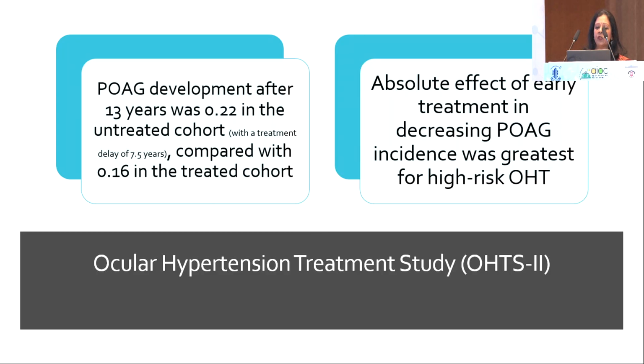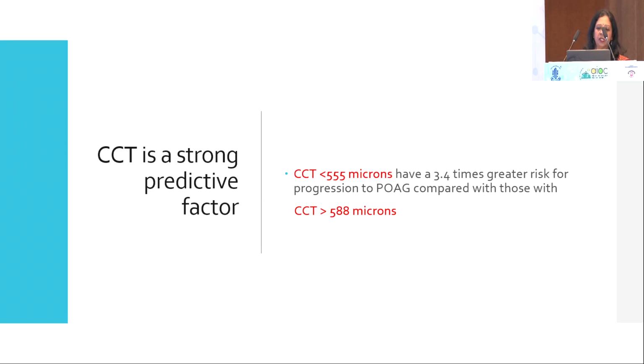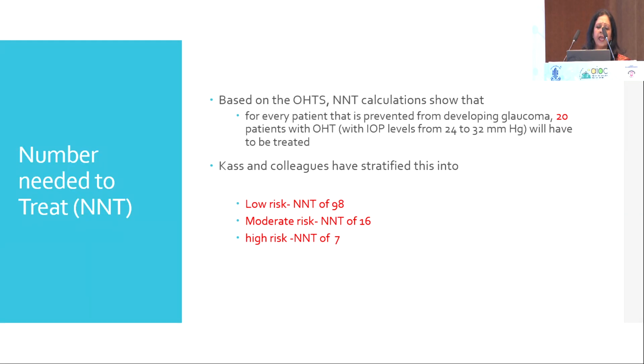The absolute effect was greatest for high-risk OHT. And in the study, we all know that CCT was a very strong predictive factor. A CCT less than 555 microns had a 3.4 times greater risk of progression to POAG. But how does this translate to the Indian scenario, where the average corneal CCT ranges between 520 to 540 microns?